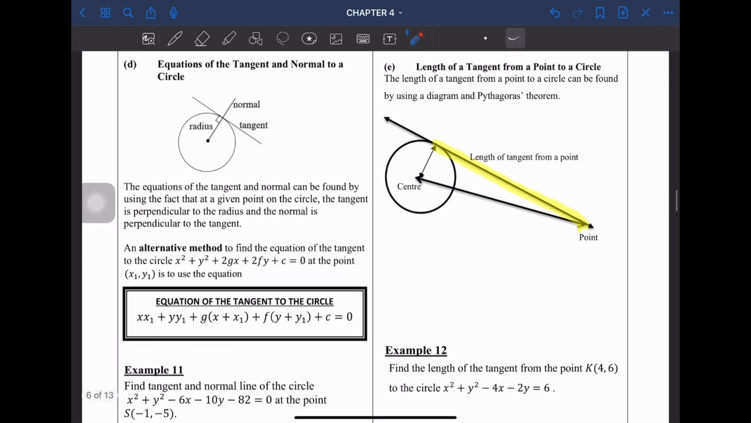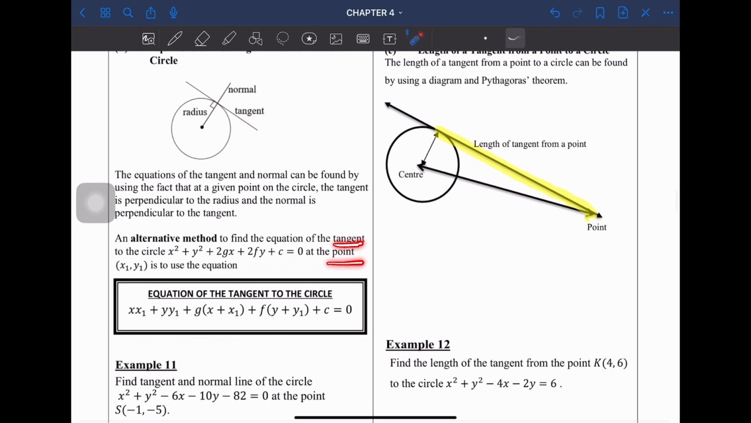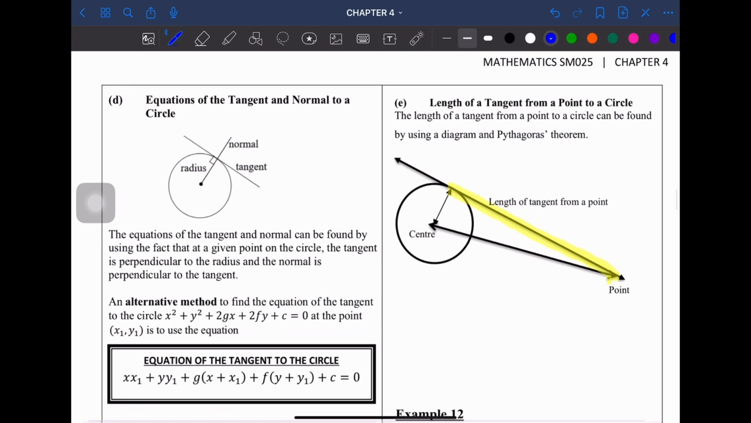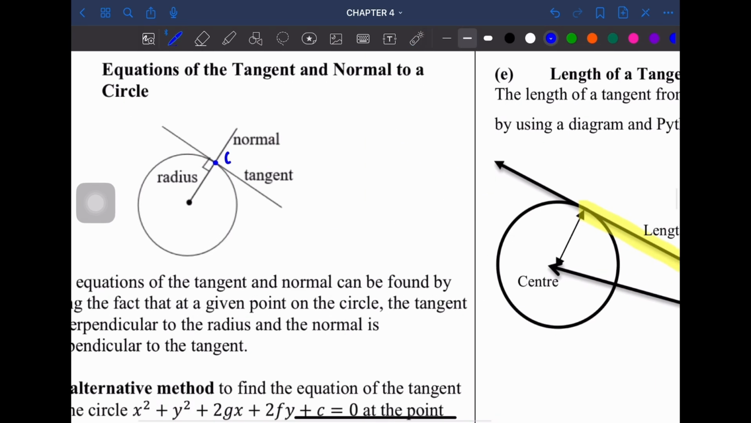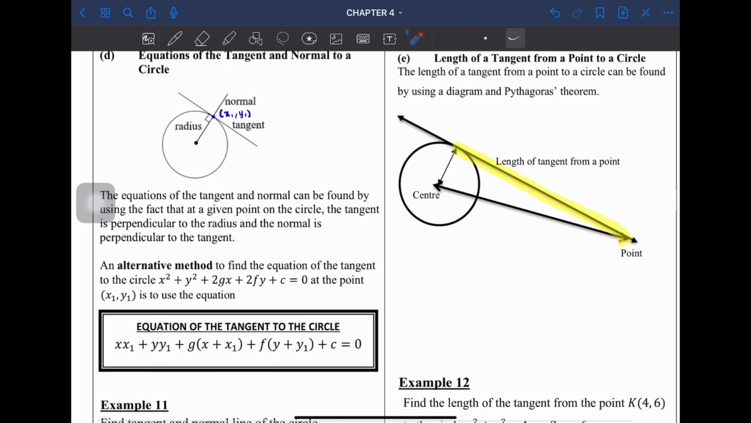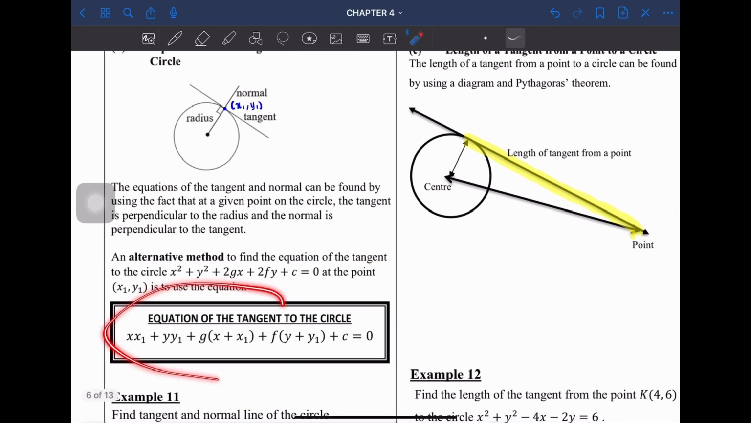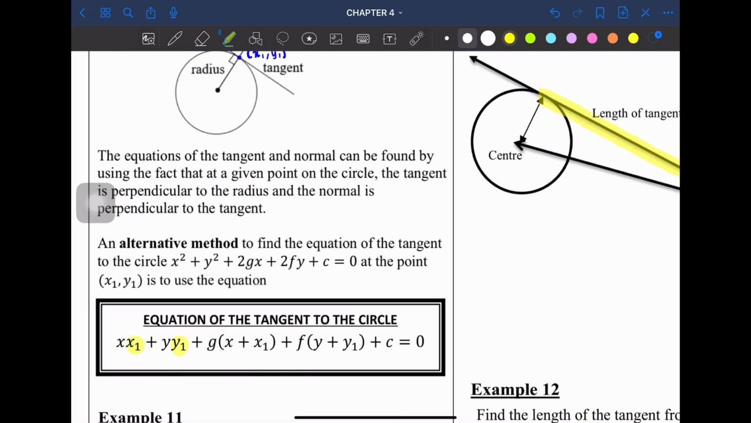So how do we find the equation? Let's say we want to find the equation of the tangent at point x1, y1. So let's say I label it here. This is the point x1, y1. The point usually will be given. So the equation of the tangent to the circle at point x1, y1 is using this. This is actually a method to find the tangent easily. For this equation of the tangent, you need to substitute a few constants. The first is x1, y1, which is the coordinate of the point given, and then you also need to substitute the values g, f, and also c.